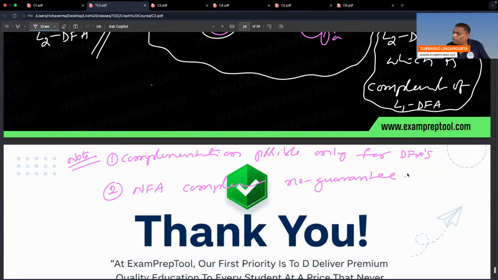When you say DFA, a minimal DFA is also a DFA. It is one kind of DFA. Complementation is possible only for DFAs. If you want, you can write minimal DFA also. Minimal DFA is also a DFA, that is the reason. But for an NFA complement, no guarantee.